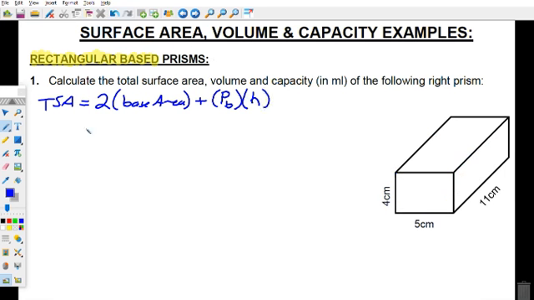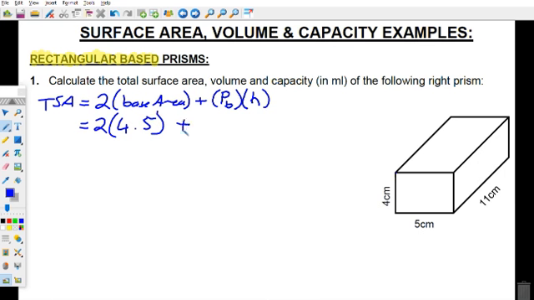So there we go. We're going to have here 2 times my base area, which we agreed was a rectangle. So it's length times breadth. Which one are we going to use as my base shape? Is it this here, which is facing us, or is it this odd looking one on the side? The first one. That's obviously going to be the first one. So it's going to be 4 times 5.